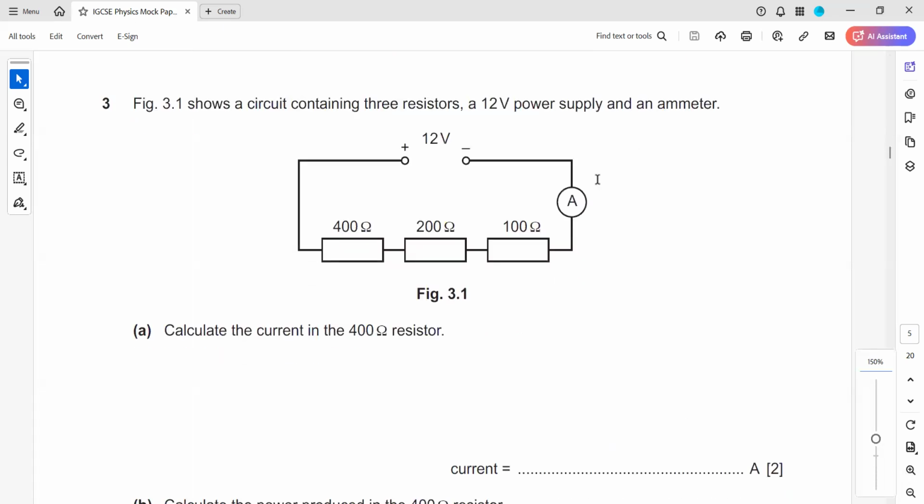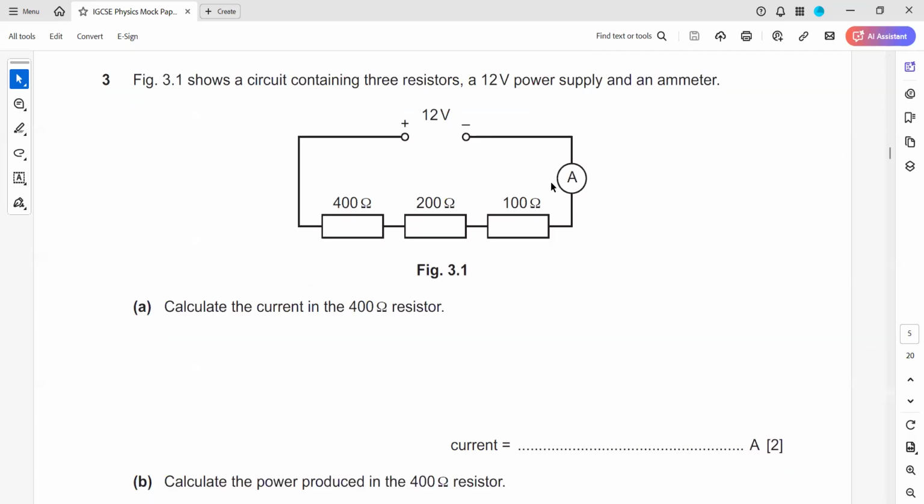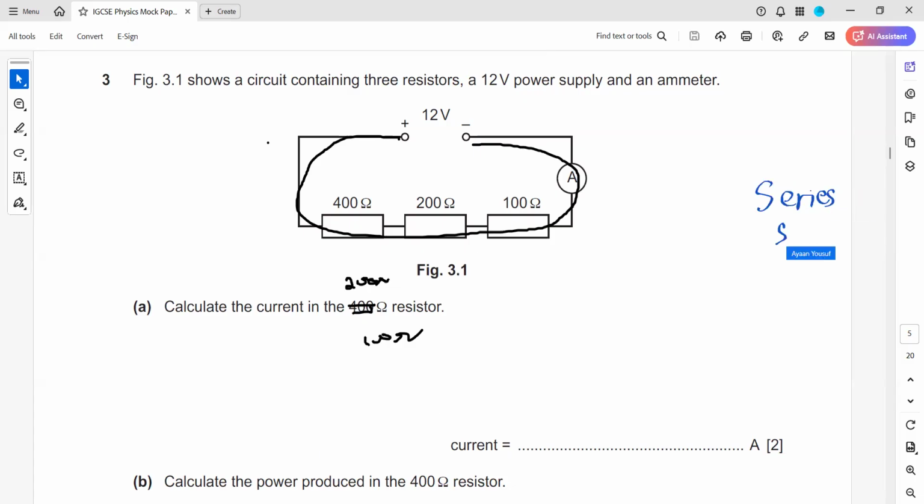Figure 3.1 shows a circuit containing three resistors, a 12-volt supply, and an ammeter. Calculate the current in the 400 ohm resistor. Actually, the current in the 400 ohm resistor is the total current. Even if I say calculate the current in the 200 ohm resistor, or the 100 ohm resistor, because they are connected in series, the current is the same in series.